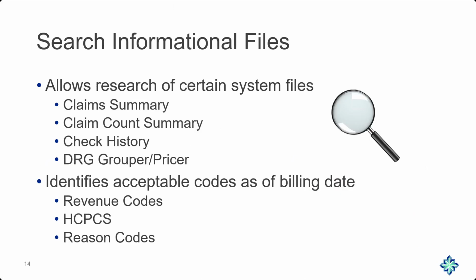So the last DDE benefit or capability in our DDE overview is the ability to access certain informational files. This inquiry ability actually allows you to research certain file systems with DDE. Some of the ones that are more common in the billing sector are the claim summary. So this is showing you the claims history for all of your pending and processed claims. The claim count summary lets you see a total claim count and total dollar amount by status location.